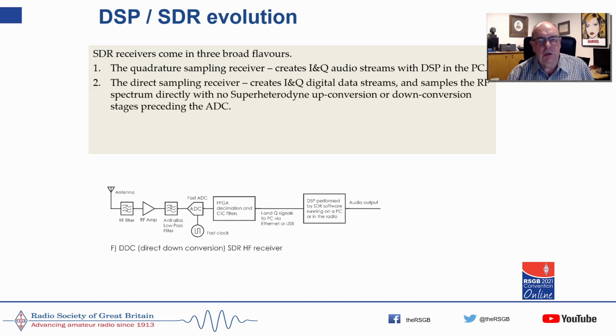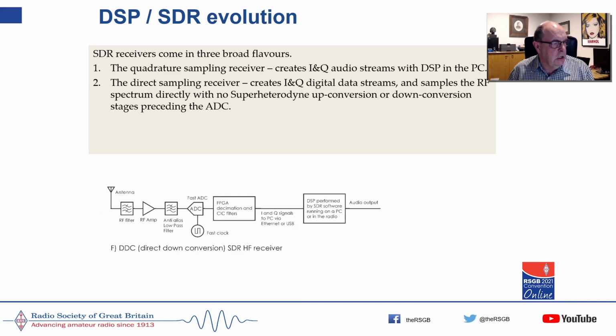The second type of software-defined radio receiver is this. It's a direct sampling or direct down conversion SDR. It's got the same RF filter, the same RF amplifier. It's got an anti-alias filter, which stops the analog to digital converter sampling data that you don't want it to. And instead of an oscillator, these are clocks, so it's a square wave instead of a sine wave.